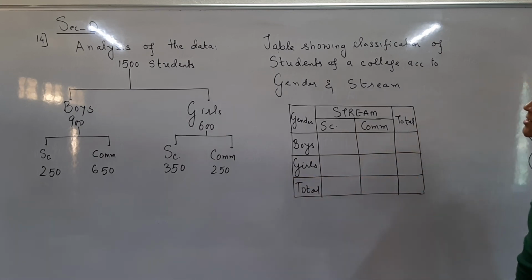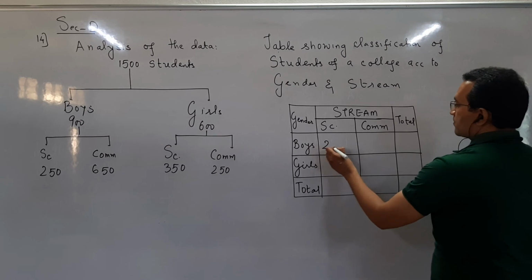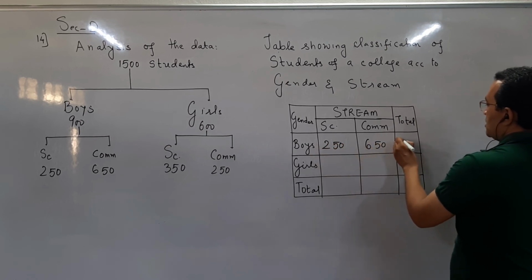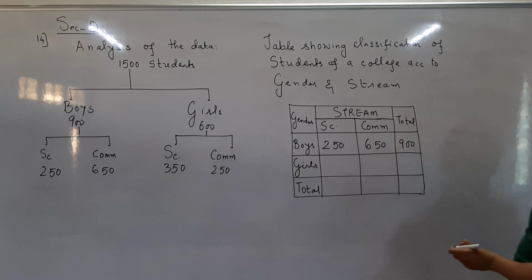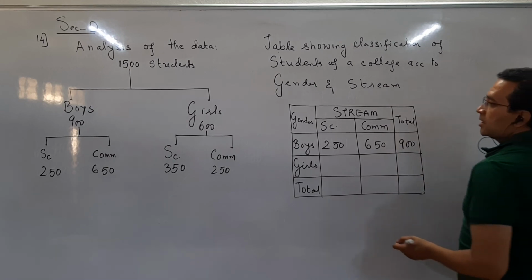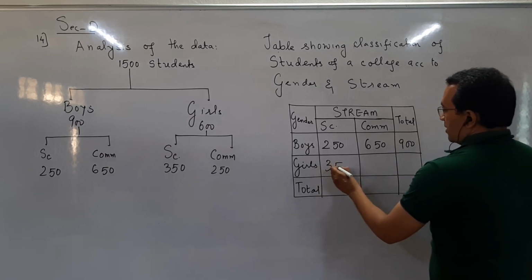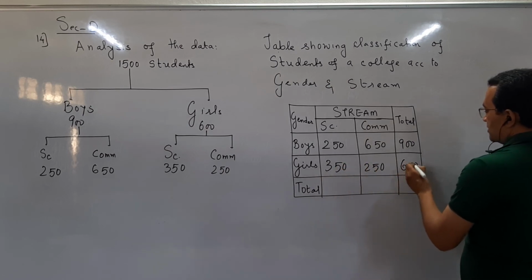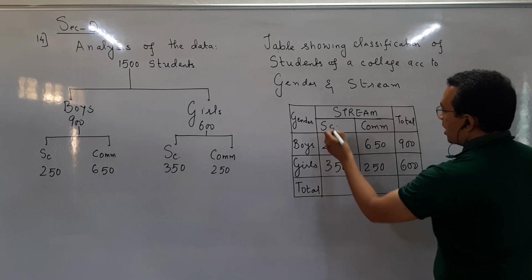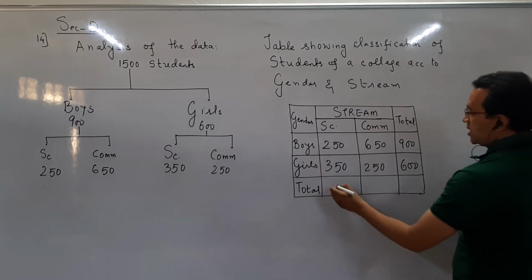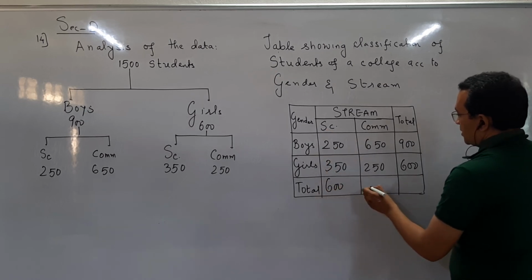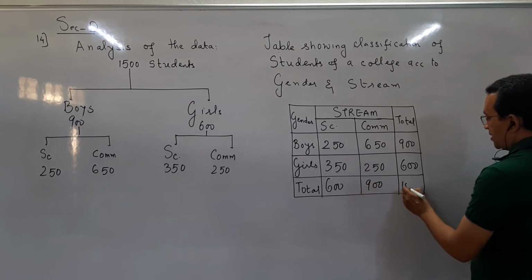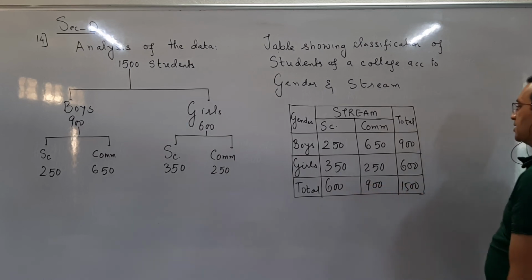Okay, how many boys in science stream? 250. How many boys in commerce stream? 650. Total boys are 900. Girls in science stream are 350. In commerce stream 250. Total is 600. How many total students in science stream? 600. How many total students in commerce stream? 900. Total is 1500.